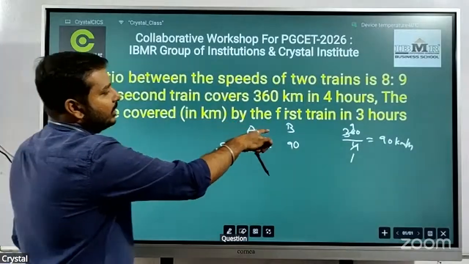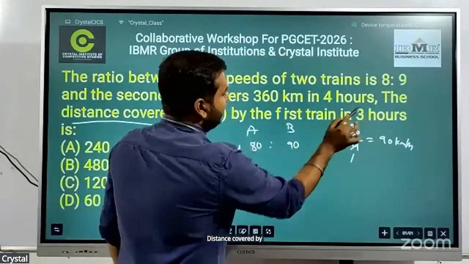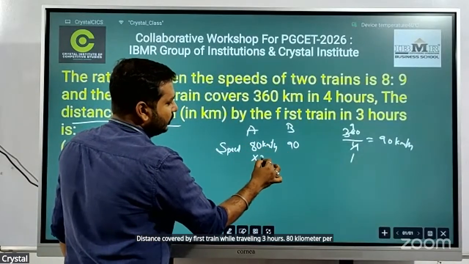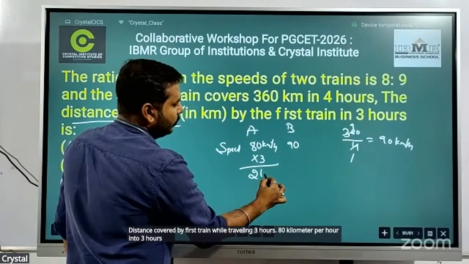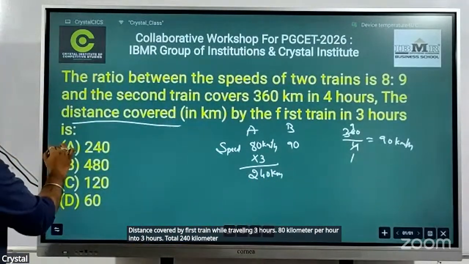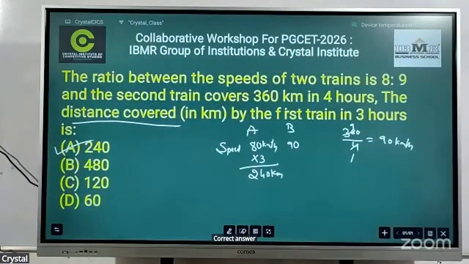First train: distance covered by the first train while traveling 3 hours. 80 kilometers per hour into 3 hours. Total 240 kilometers they travel. Answer 1A is the correct answer. 240, option A. Sneha, correct.